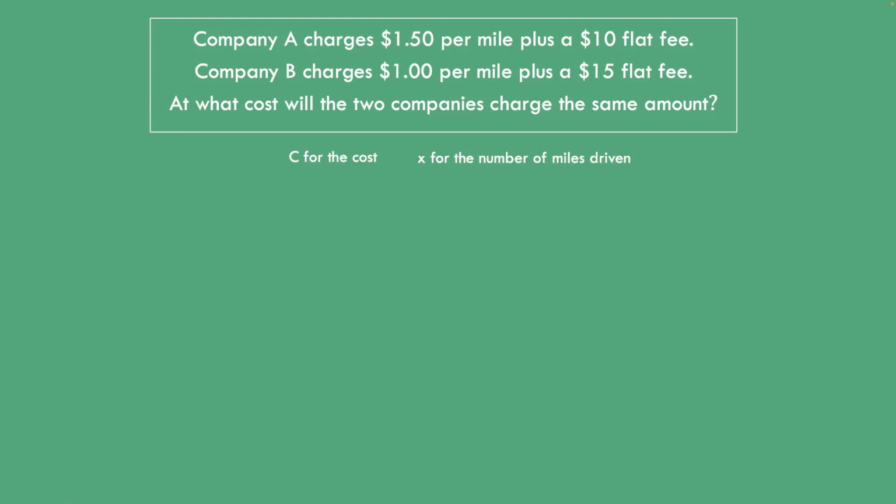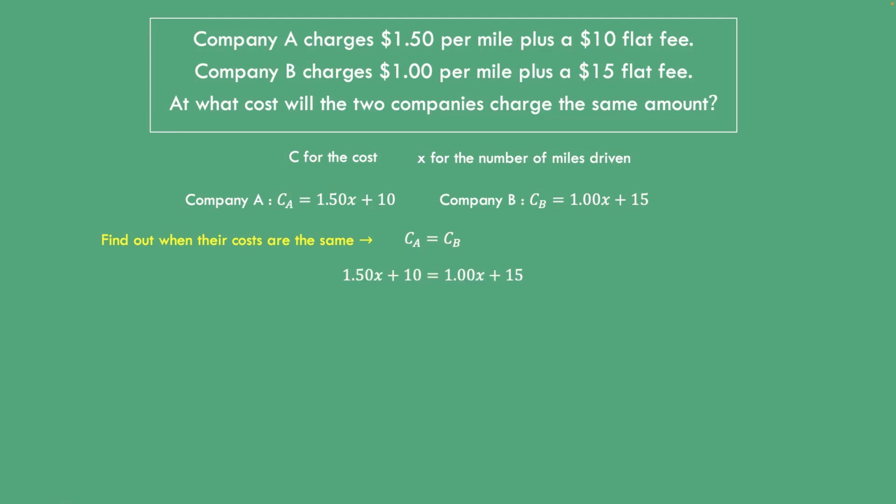First, let's define some variables. Let C be the total cost and x be the number of miles driven. For Company A, the cost can be written as 1.5x plus 10. For Company B, the cost is 1.0x plus 15. To find out when these costs are equal, we set them equal to each other: 1.5x plus 10 equals 1.0x plus 15.